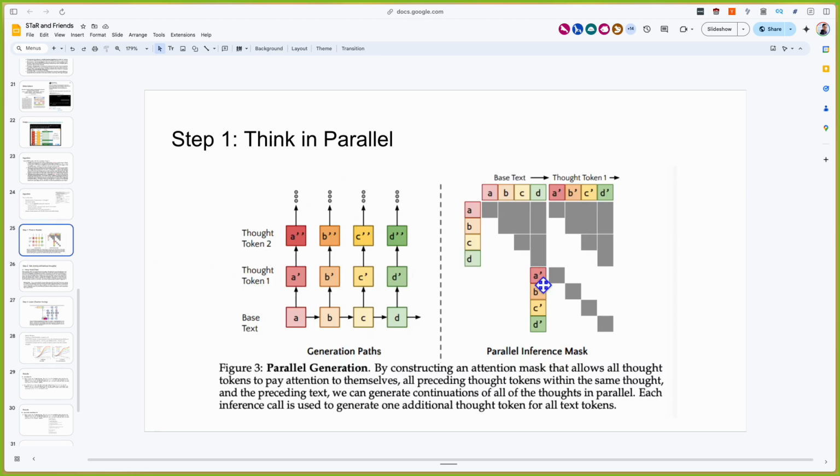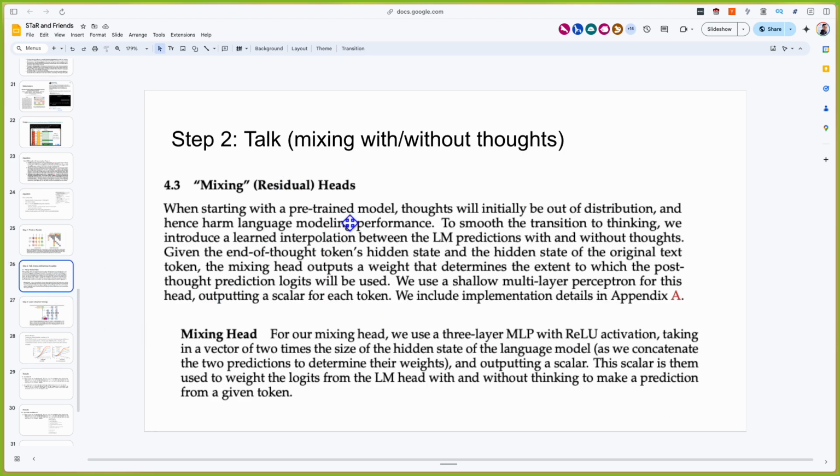So thinking, we already talked about it. Talking, it's an MLP. It's a 3-layer MLP. I don't think it's super insightful apart from this: you don't want to have the thought token always influence the next state. You want to introduce a mixing layer in the middle.